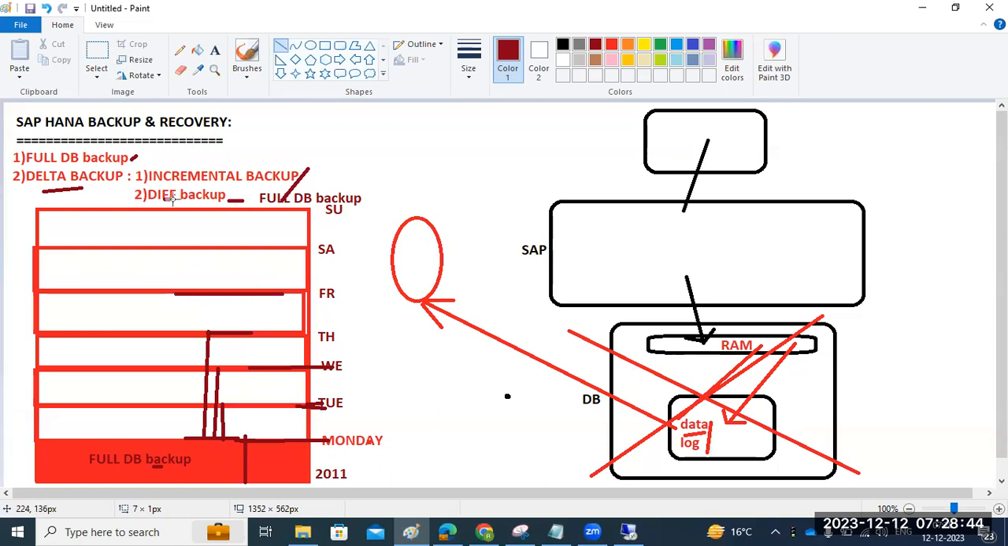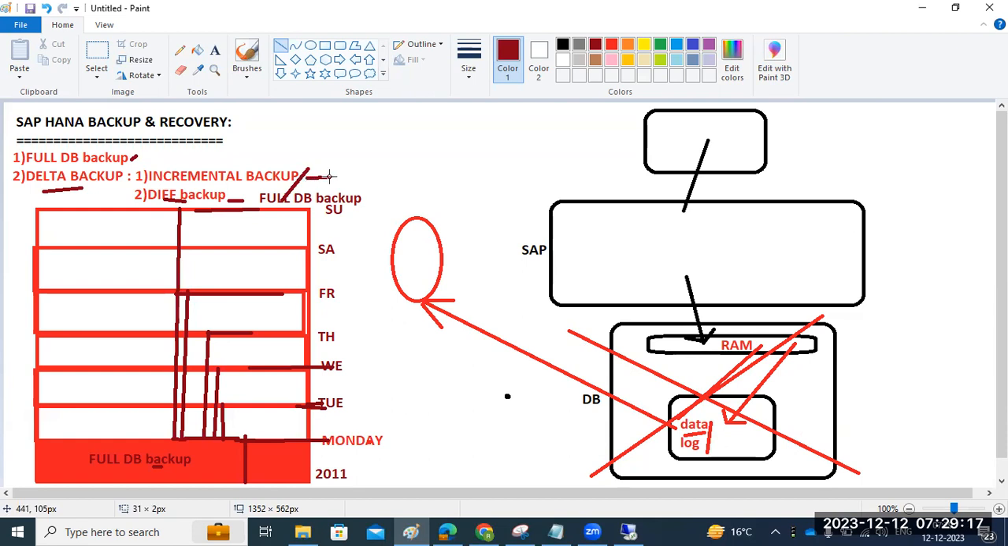while taking the differential backup, it will always look at when the full backup was completed. Monday completed, Friday you are taking, so it will take the data backup of Monday, Tuesday, Wednesday up to here. Again for Sunday, when was the backup completed? Monday, so up to here it will take the backup. So differential backup always looks at the previous full backup, and only that data will be backed up.